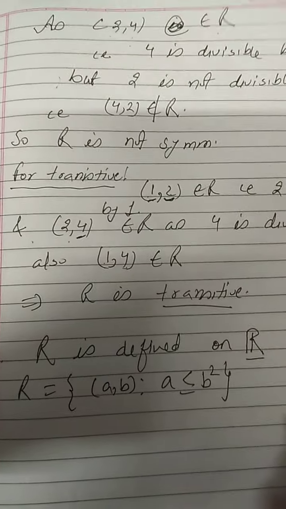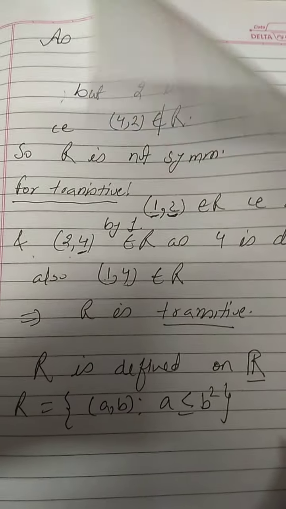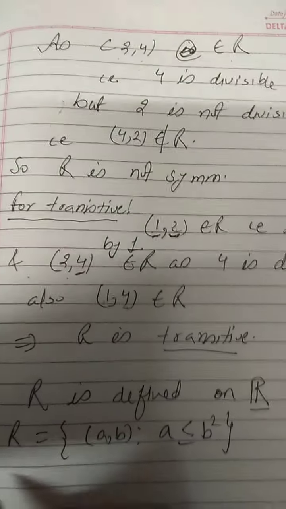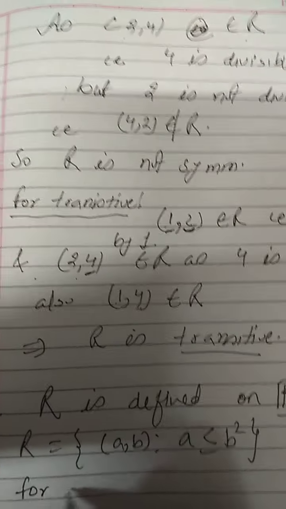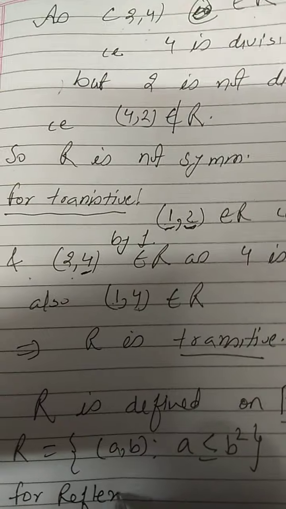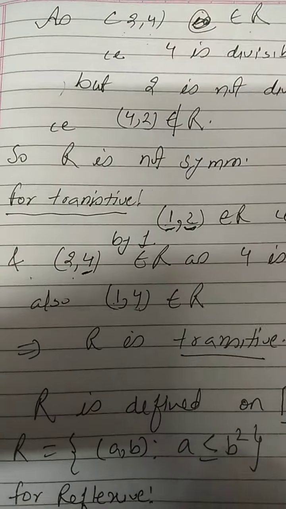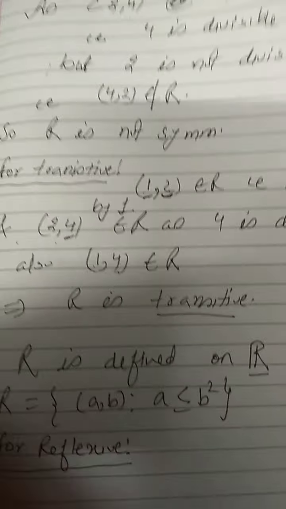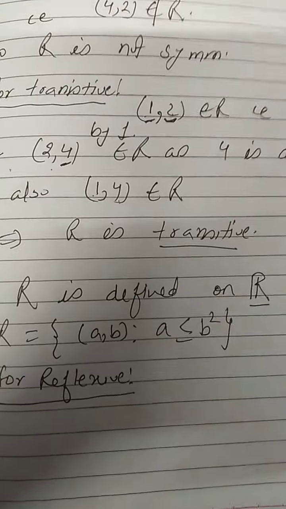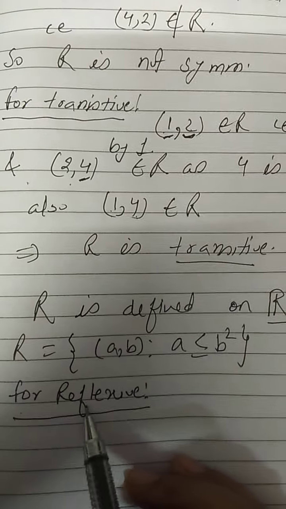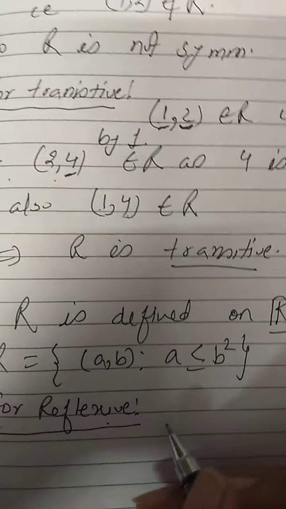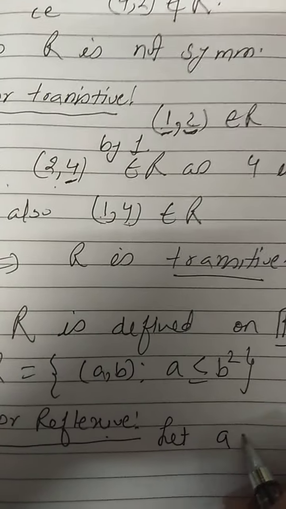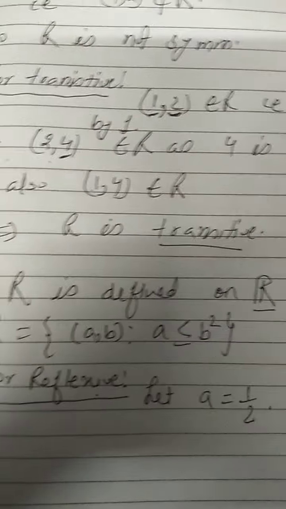Now here comes the thinking process, because you have to think of the numbers, right? So let us do it for reflexive. I have to prove it is not reflexive. Remember, I am not here to prove it is reflexive. So remember, we have to prove here it is not reflexive. So what example should we take? We will take A equal to 1 by 2.